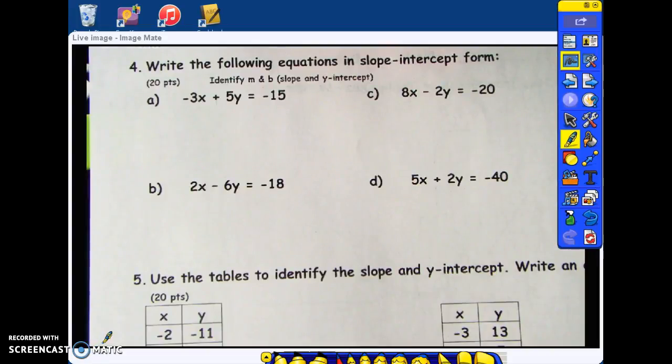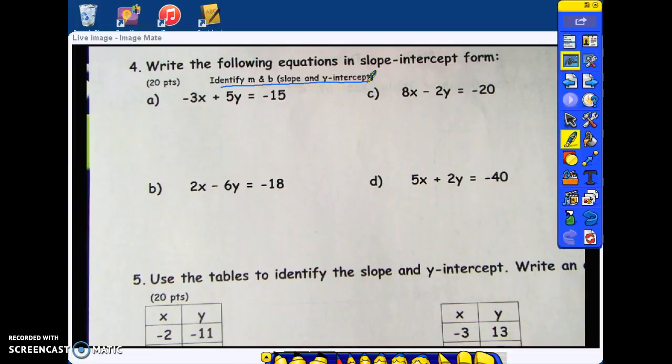Alright, on the back, number 4: write the following equations in slope-intercept form and identify m and b, slope and y-intercept. This is where a lot of people are going to miss it, because a lot of people are not going to do that, and that's automatically 3 points off for every slope that you don't identify and 3 points off for every y-intercept that you don't identify.